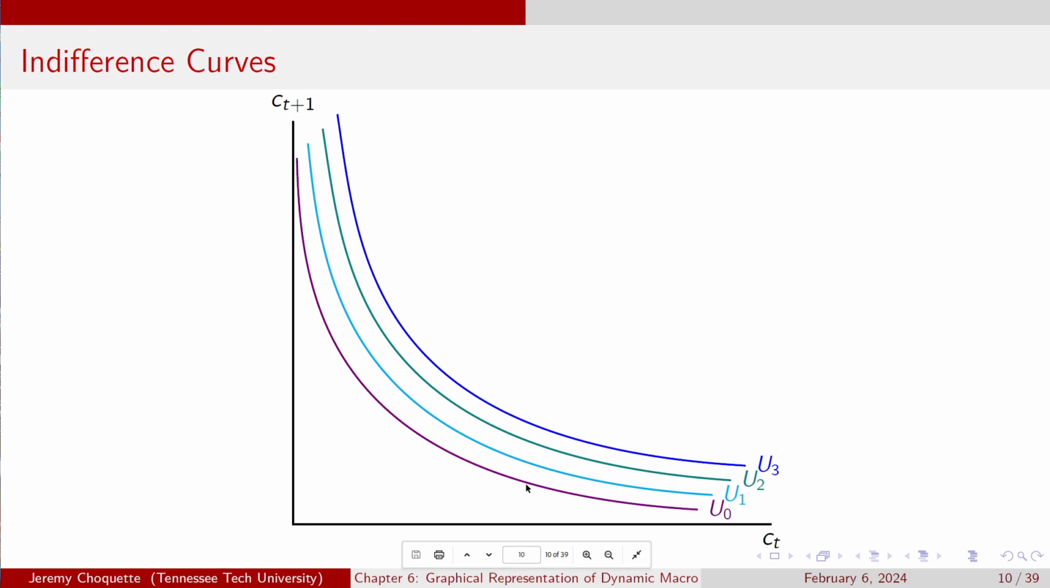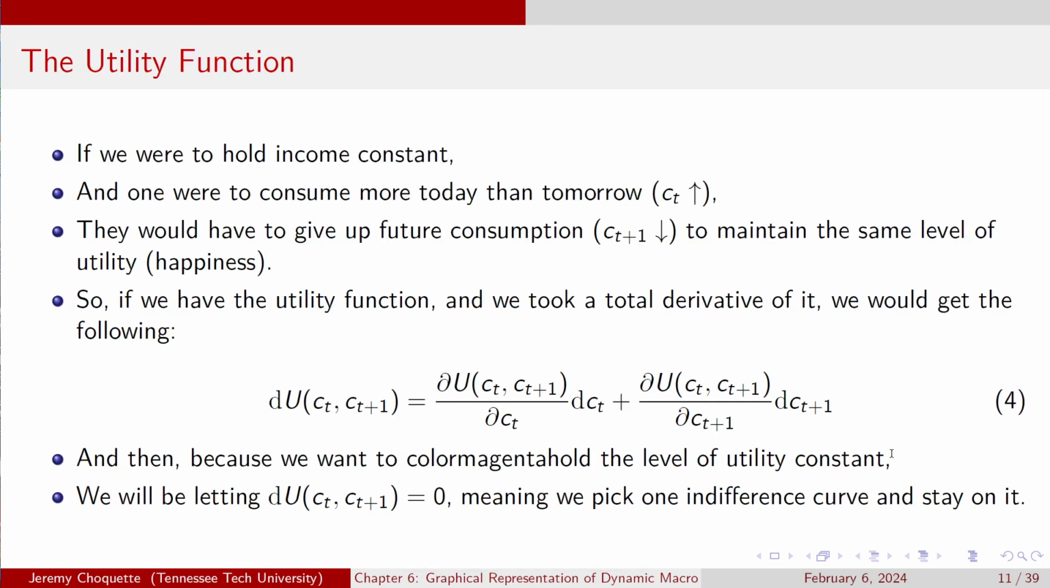Well, if I want to stay on this indifference curve, I was consuming more originally tomorrow, but if I want to consume more today, I have to consume less tomorrow. I got to give up some C sub t plus 1 in order to be able to consume some C sub t today. So I got to give up future consumption to maintain the same level of utility or the same level of happiness. So if I have that utility function, and you don't have to do this, so don't freak out and go like, oh my God, it's all this math. But if we took a total derivative of this utility function, we would get equation 4 right here.